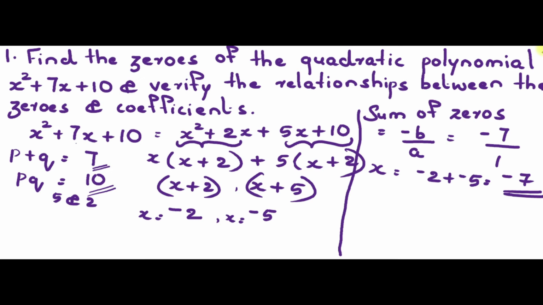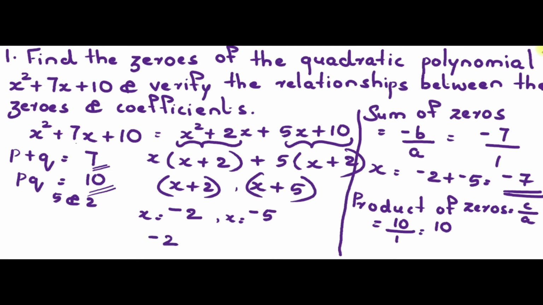Then you have to verify the product. Product of zeros is c by a. Here c means the constant term, divided by a, which means the x square term. So 10 by 1 is equal to 10. You can verify here also the product is equal to minus 2 multiplied by minus 5, which is also equal to 10. So both your answers are correct.